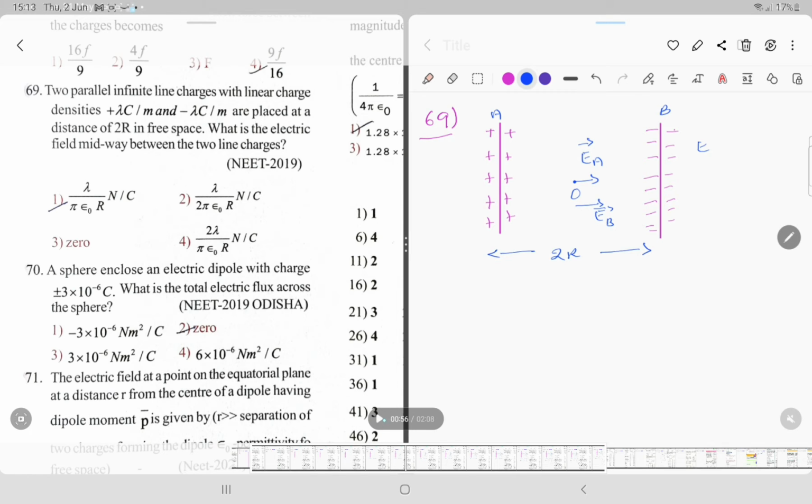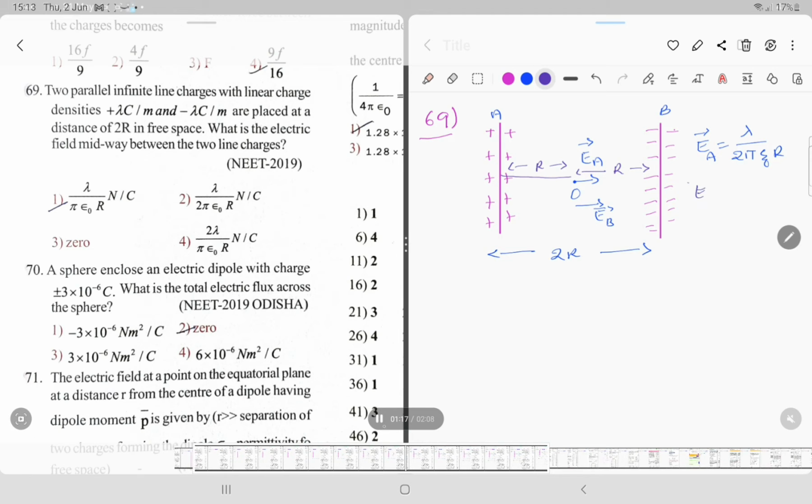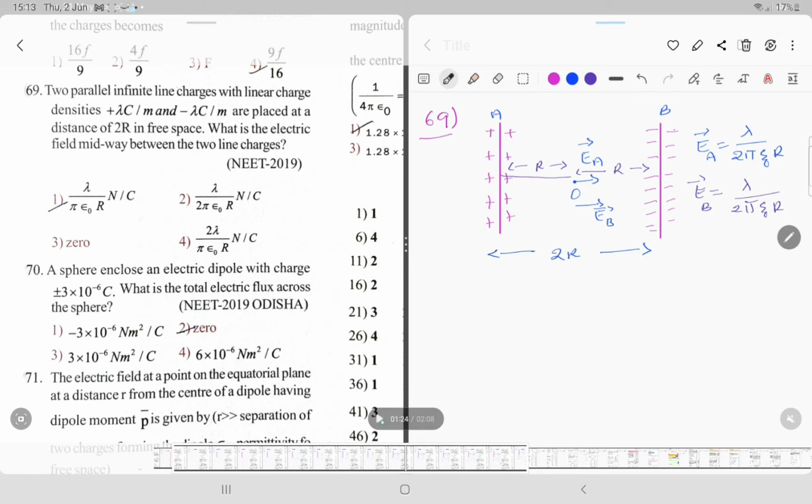Now how many electrical fields are there? There are two electrical fields. So we have to find the electrical field due to each individual line of charge. Vector EA is equal to lambda by 2 pi epsilon naught into R, where R is the distance between the line of charge and point O. And R is also the distance from O to B. So the electrical field due to the charge on B, vector EB, equals lambda by 2 pi epsilon naught into R.